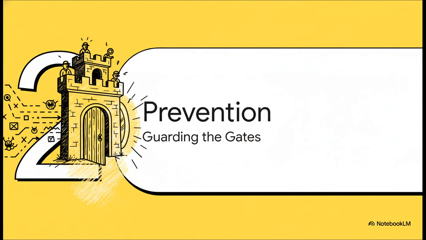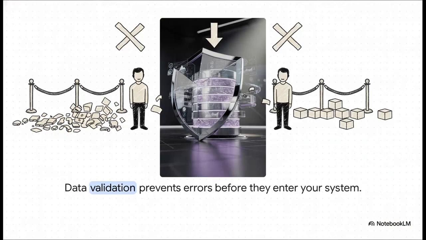So we've cleaned up the existing mess, but any good detective knows the best solution is always prevention. So for our next step, we're guarding the gates to keep bad data from ever getting in again. This is where we get proactive. Data validation is your secret weapon. Seriously, think of it like a bouncer for your spreadsheet. It stands at the door and makes sure only clean, properly formatted data even gets on the list. This is going to save you countless hours of cleanup down the road.